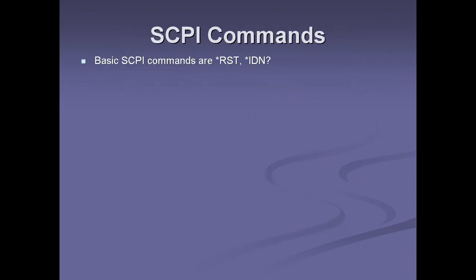For those of you who aren't too familiar with SCPI, I'll go over some of the basic commands provided by SCPI. The basic SCPI commands are *RST and *IDN?, those are two of the common commands. *RST is used to reset an instrument into a known and safe state. *IDN? is used to identify the instrument, its model number, any options, and any revisions.